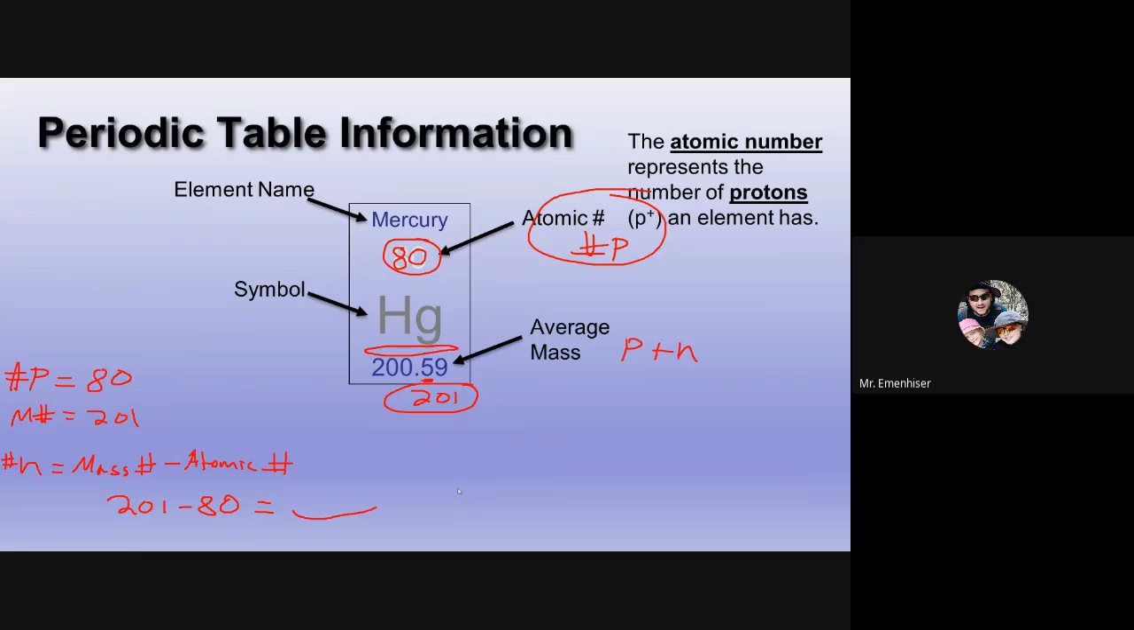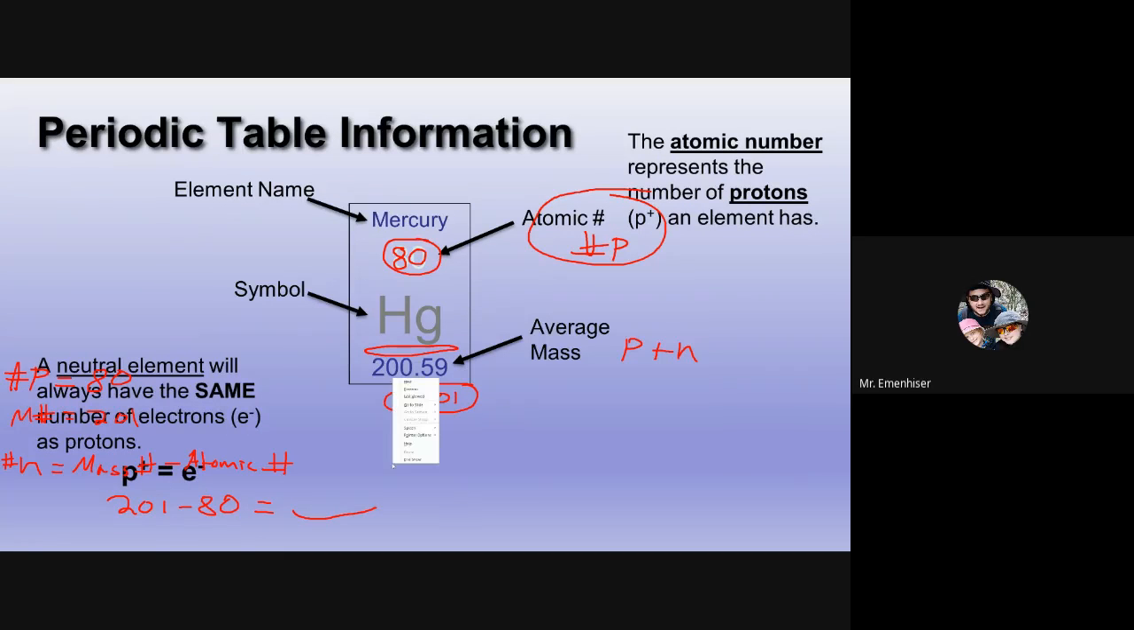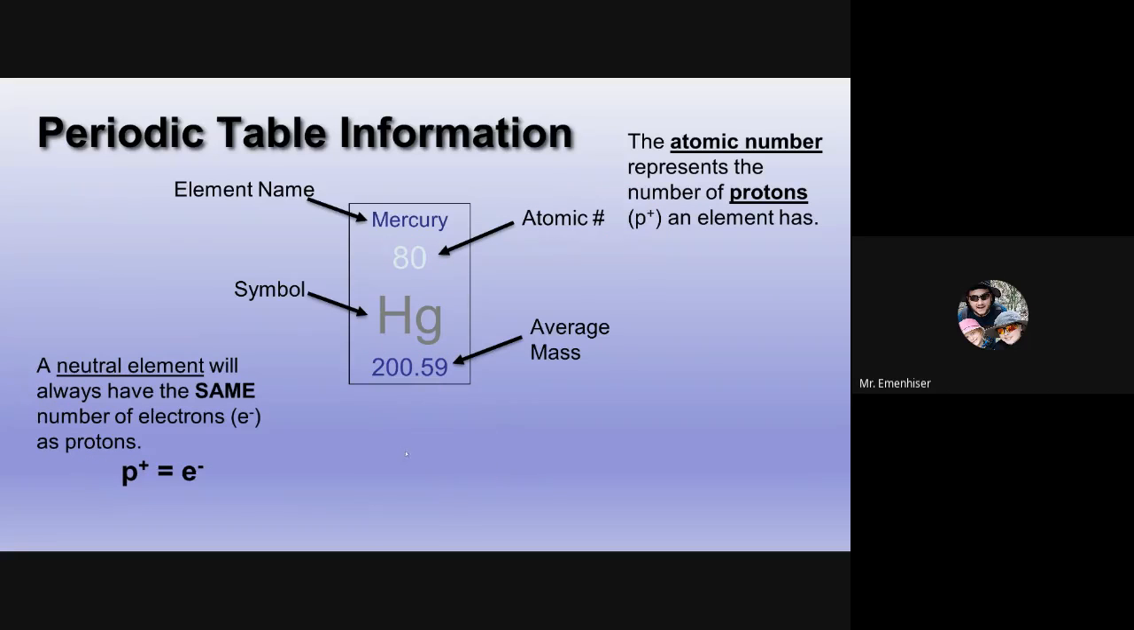Okay, the atomic number represents the number of protons. Let me clean this off so I can clean it up. A neutral element will always have the same number of protons and electrons. So if you think about the charge of the atom, protons and electrons cancel each other out. Think about a tug of war. Protons are here and they're pulling, and then electrons are here and they're pulling. If there's more protons, then the protons win, and the atom will have a positive charge. If electrons win, they will pull it that way, and it will have a negative charge.